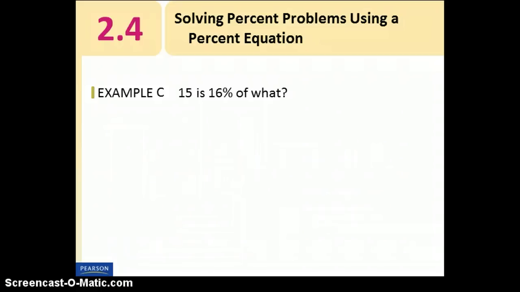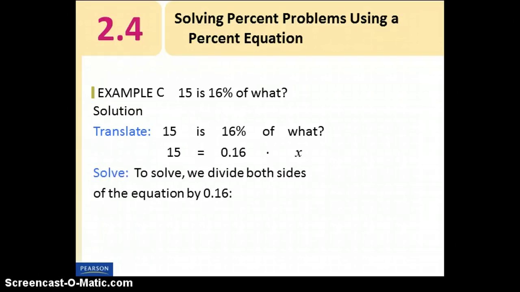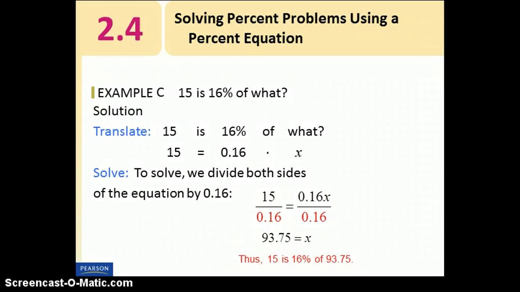For this example, the question is, 15 is 16% of what? We start by translating. And note that the x is not isolated in this equation. It is being multiplied by 0.16. So to solve, we can divide both sides by 0.16. Thus, 15 is 16% of 93.75.